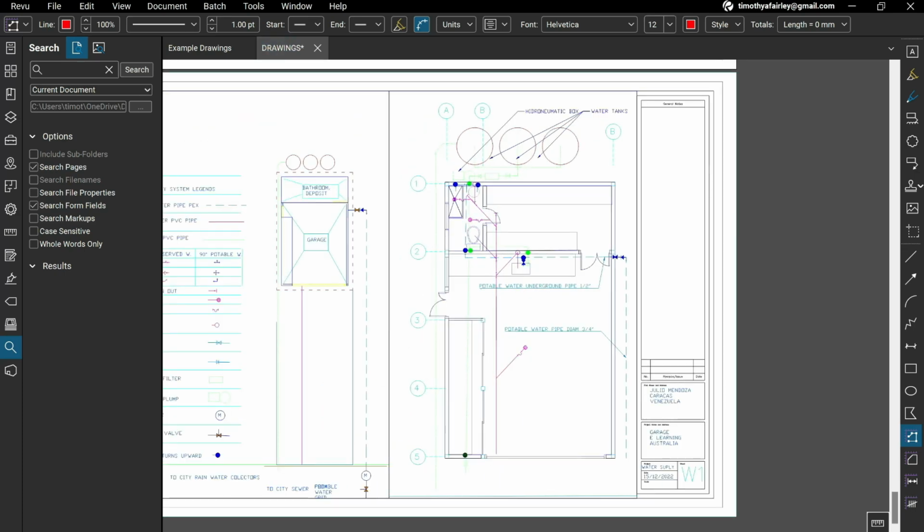And yeah, the principles are all exactly the same. It's just measuring lengths, calculating quantities.